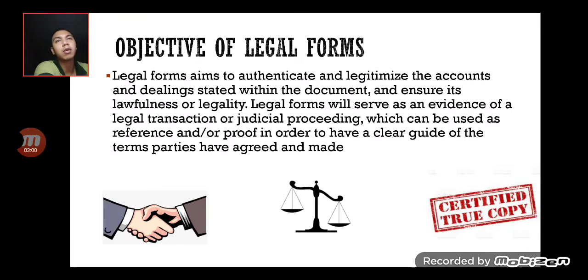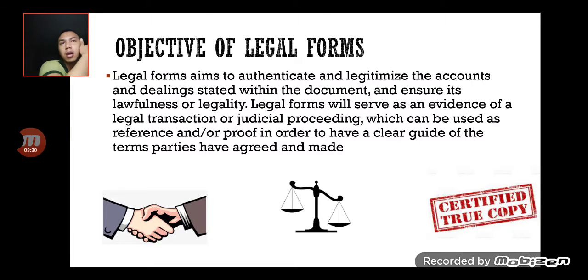So pinaagi or through legal forms, an action will be recorded or documented not only with the parties involved but as well as by the law, so meaning that the law will recognize such happenings through legal forms. In other words, legal forms will serve as a evidence or to make such actions official or known to the eyes of the law.